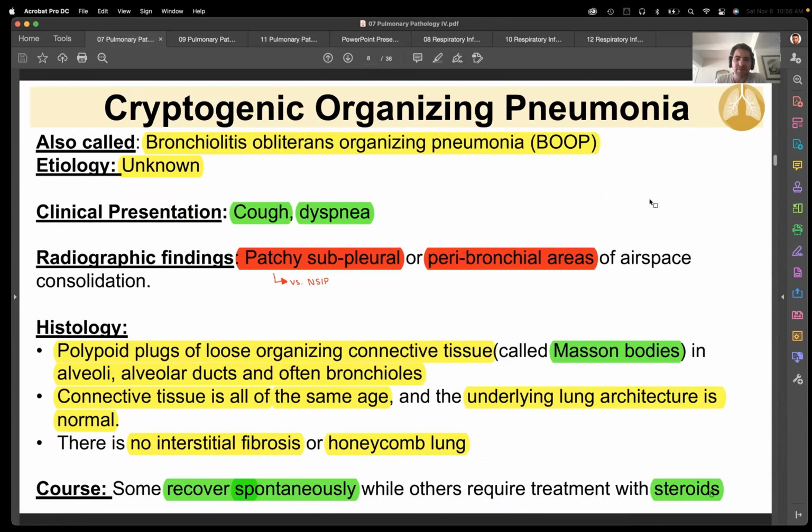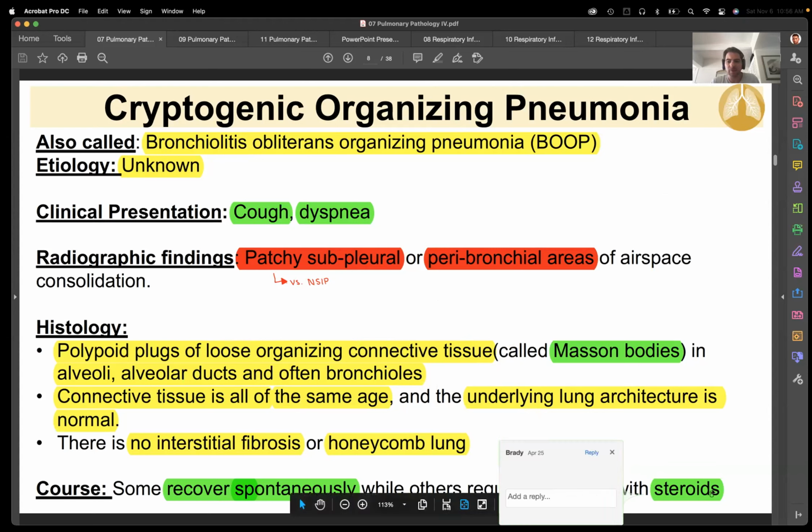These are so similar to me. I literally use buzzwords to remember these, like the stuff that's in red. So this cryptogenic, you can see this patchy subpleural or peribronchial areas, and it responds to steroids. So you know it's some sort of inflammatory process underlying it, but here you won't see this honeycomb appearance.